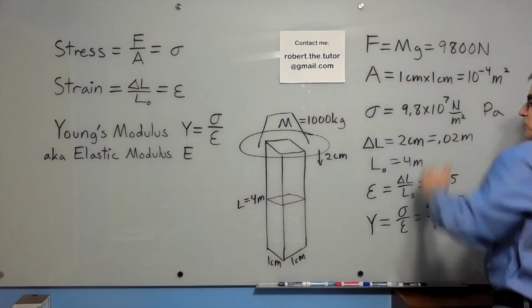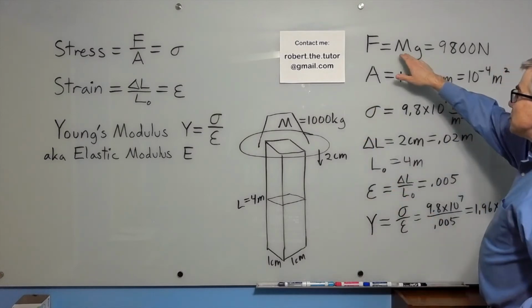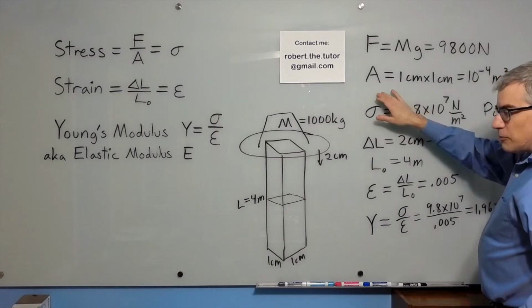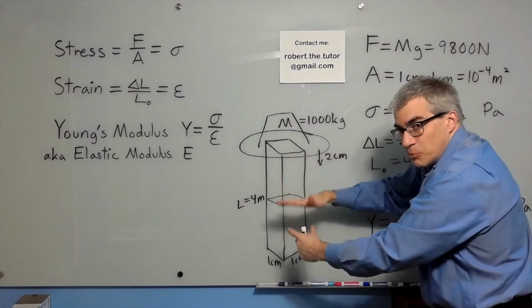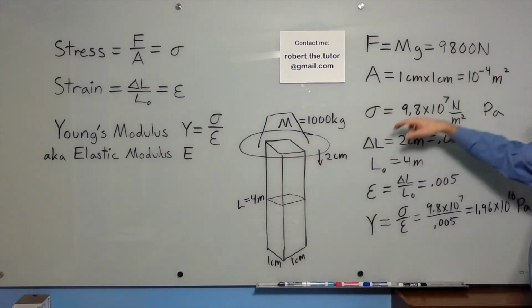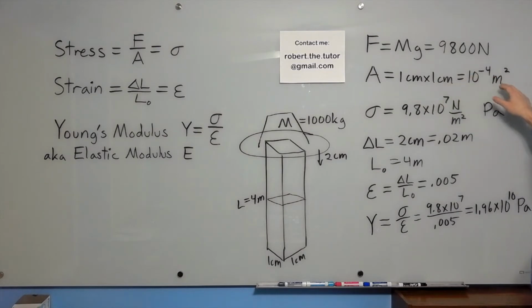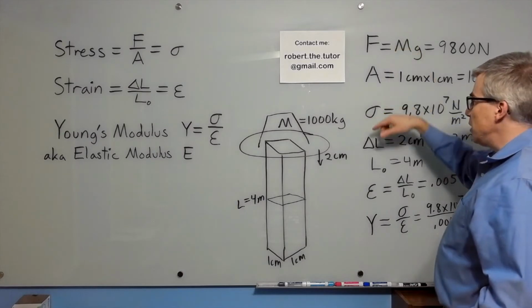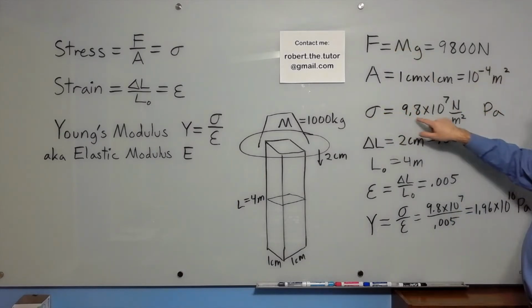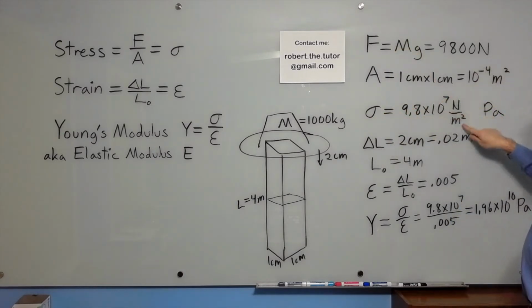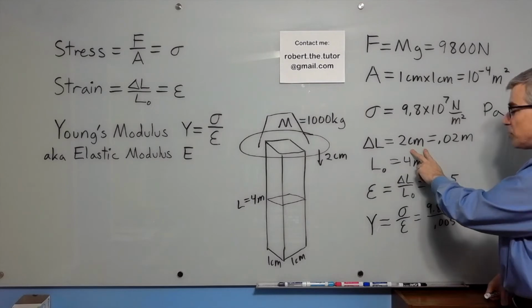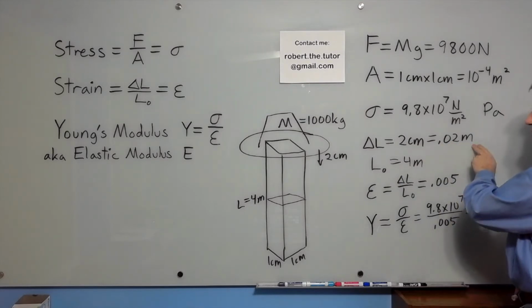The force compressing it is mass times gravity, 9,800 newtons. The area, the cross-sectional area that has to support that weight, is 1 centimeter by 1 centimeter, or 10 to the negative 4 square meters. As a result, sigma, force over area, the stress, is 9.8 times 10 to the 7th newtons per square meter, also called pascals. Meanwhile, delta L is 2 centimeters, ignore the minus sign, 0.02 meters.